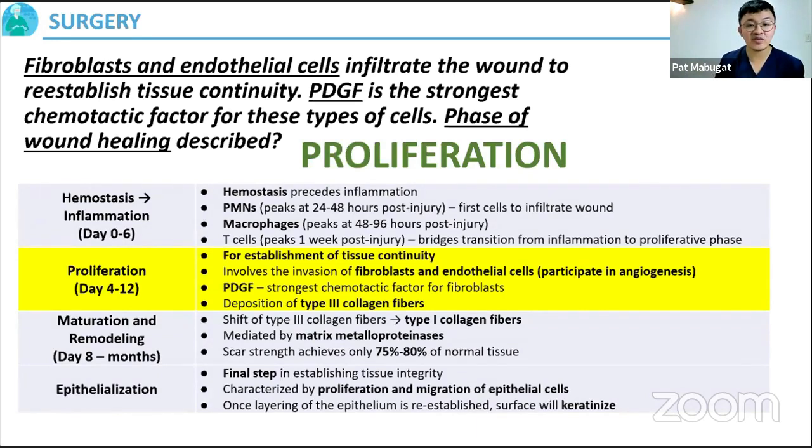Now, the enzymes useful for this in your maturation, your remodeling phase, are MMPs, or matrix metalloproteinases. After a while, we finally go to the last phase, the epithelialization phase. Epithelial cells will migrate and cover the wound. And sometimes, if there's perfect tissue repair, it's like nothing has happened. So that's epithelialization.